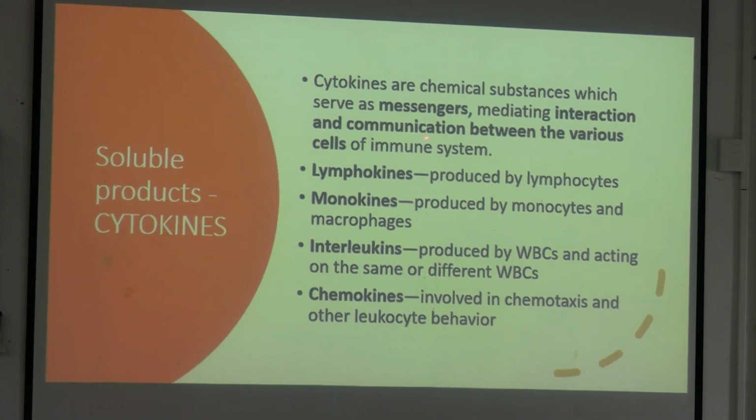For example, they are called lymphokines. কারা প্রডিউস করছে? Lymphocytes. They are called monokines. কারা প্রডিউস করছে? Monocytes. Some are called interleukins, produced by the WBC. Some are chemokines, which are involved in the process called chemotaxis.